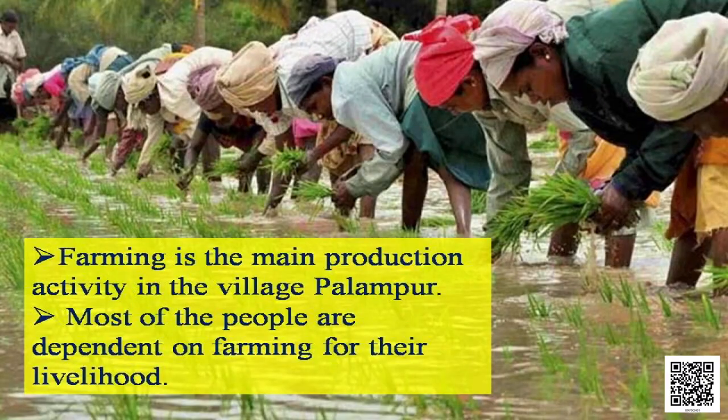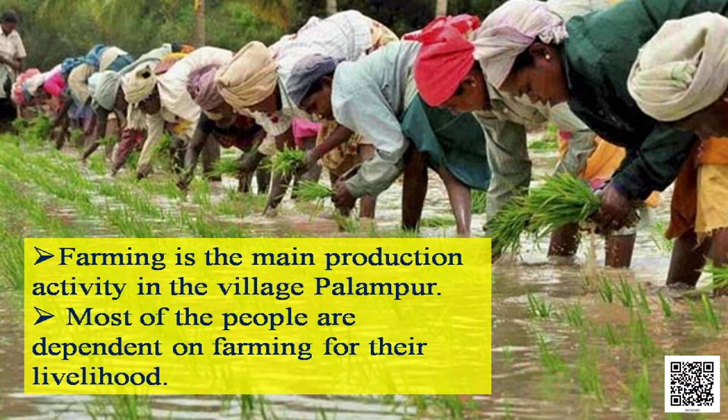Okay, see here, now we are coming to the different issue or concept over this village. We have talked about what the necessary things existing there. Now see what the occupation is. Definitely farming is the main occupation or activity in village Palampur. So most of the people are dependent on farming for their livelihood.